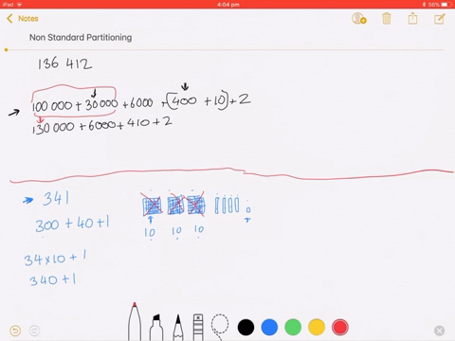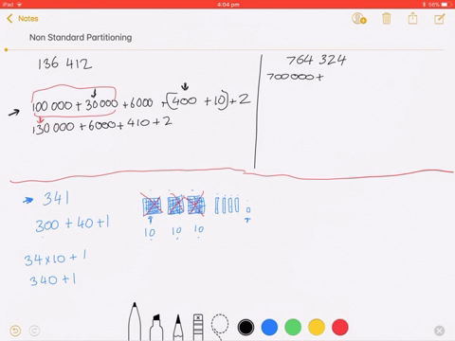All right, give this number a go yourself. And I'm not going to be able to check it because there are so many different ways of doing it. I'll show you standard partitioning. Pause the video and have a go at standard partitioning first, and then unpause it and you'll be able to see what standard partitioning looks like.